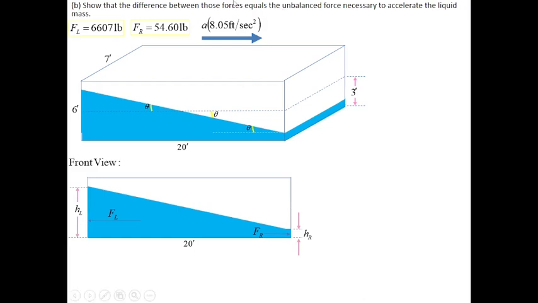Next. Given that, show that the difference between those forces equals the unbalanced force necessary to accelerate the liquid mass. So, F equals MA, unbalanced force. FR minus FL equals F. So, that's what we will show, that the difference between those forces, FR minus FL or FL minus FR, equals the unbalanced force, F equals MA. Newton's second law of motion, right? F equals MA, the law of acceleration.